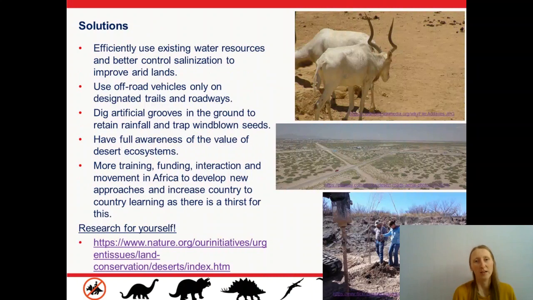So what are we trying to do to fix that? Well, communities that live in the desert areas are trying to effectively use the existing water resources to control the salinization, to decontaminate those waters, and generally improve their lives and the lands around them. Roads have been put into the deserts so that it's clear where the off-roading areas are, and we can see that in the second photograph down on the right.